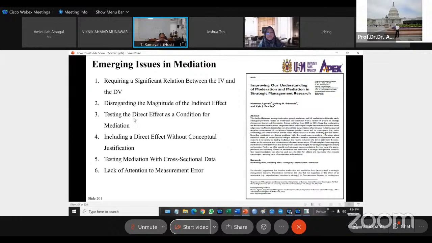Okay. Number three is testing the direct effect as a condition. This was Baron and Kenny. So you must test the direct effect as a condition, no more. Including a direct effect without conceptual justification. So what they're saying, if you want to include a direct effect, write some literature to support them conceptually. That's number four. Lack of attention to measurement error is this issue of measurement.